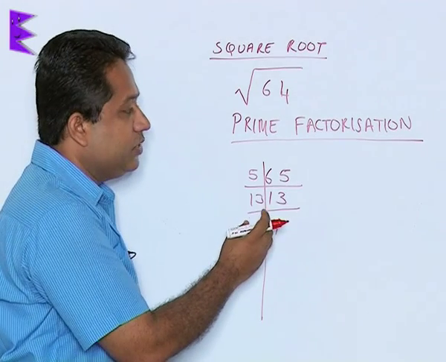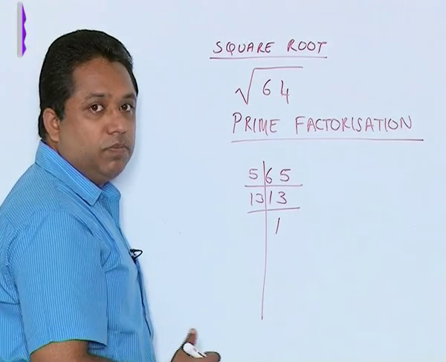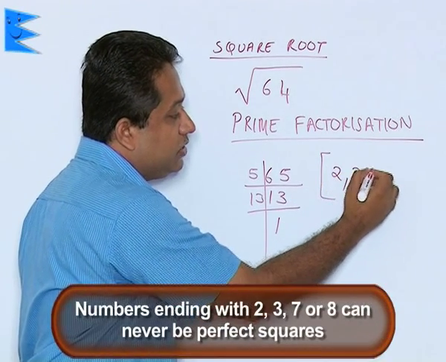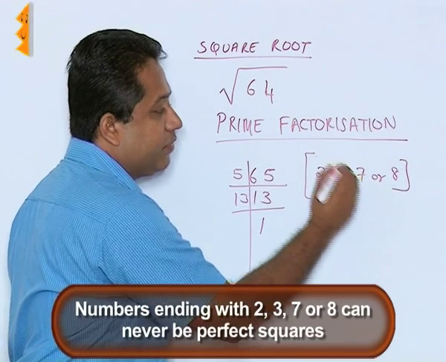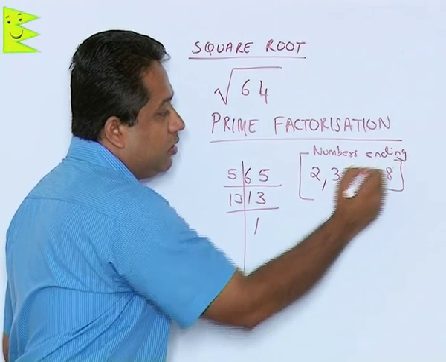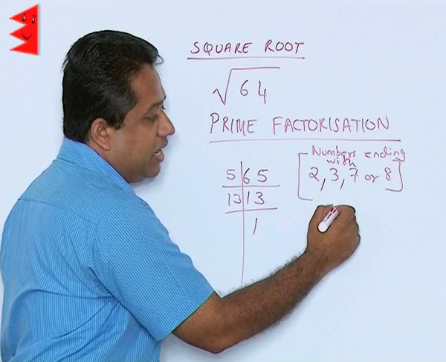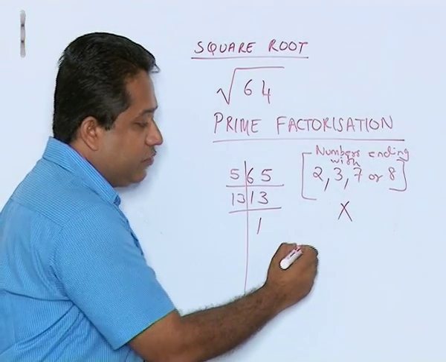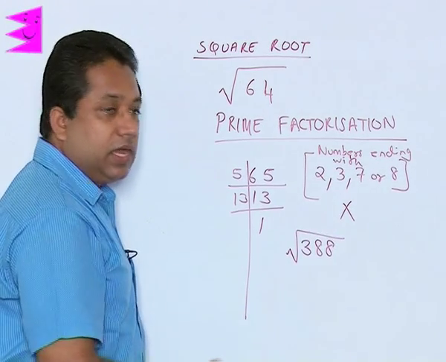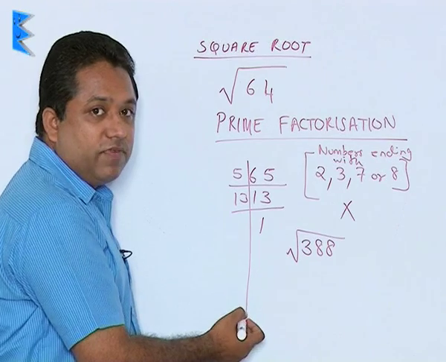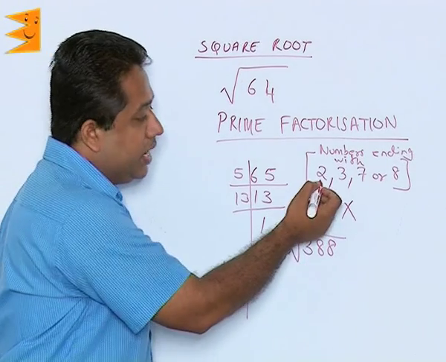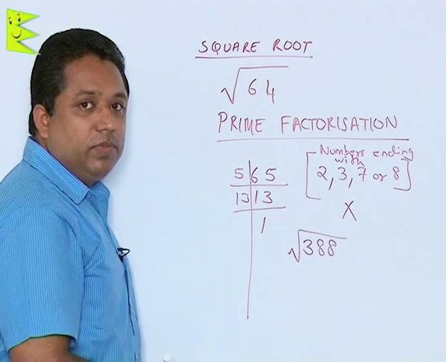So, there are certain numbers which are perfect squares, certain numbers which are not perfect squares. But one thing we have to remember is that numbers ending with 2, 3, 7 or 8 can never be perfect squares. So, which means if you are having a number 388 and you are asked to find out the square root of that, we can, without even calculating or finding out the factors, directly make a conclusion that it is not a perfect square, because numbers ending with 2, 3, 7 or 8 can never be perfect squares.